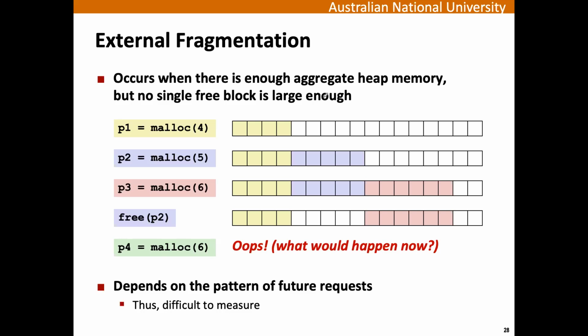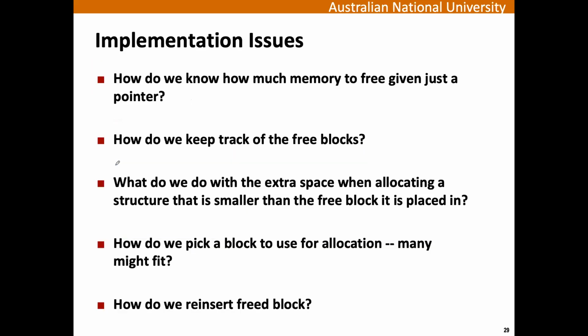Okay, so measuring external fragmentation is one of the tasks in your assignment as well. So implementation issues when we're writing memory allocators include: how do we know how much memory to free given a pointer? And you already know the answer. We need to keep some metadata about the size of each block. So when we get a pointer to free, we know how much we need to free.